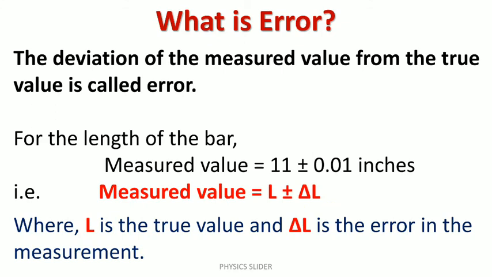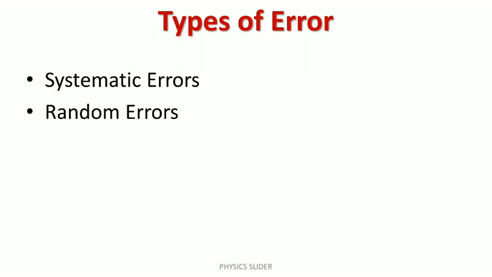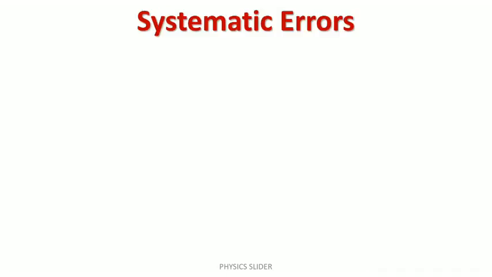Moving ahead, we have types of error. What are the types of error? Let's discuss. There are mainly two kinds of errors. First one is systematic errors and second one is random errors. What are systematic errors? What are random errors? We will discuss here. First of all, we will discuss systematic errors.